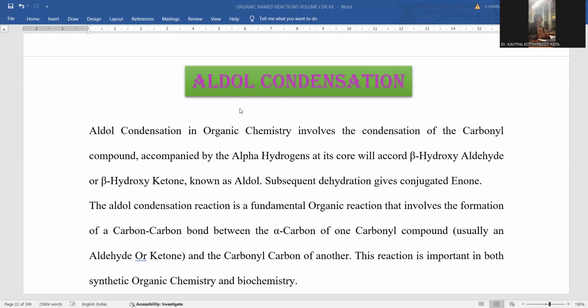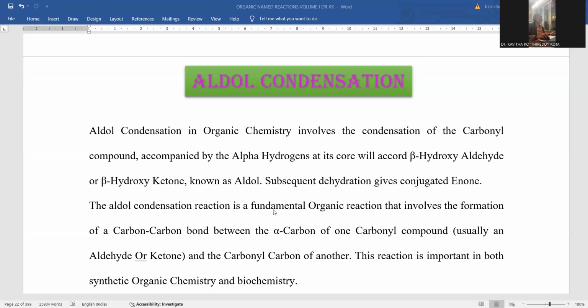Let me continue with the named reaction called Aldol condensation. Aldol condensation in organic chemistry involves condensation of carbonyl compounds accompanied by alpha hydrogens at its core. Alpha hydrogen presence is the essential element in this aldol condensation process. It gives a beta hydroxyaldehyde or beta hydroxy ketone, known as an aldol. Subsequent dehydration gives a conjugated enone.